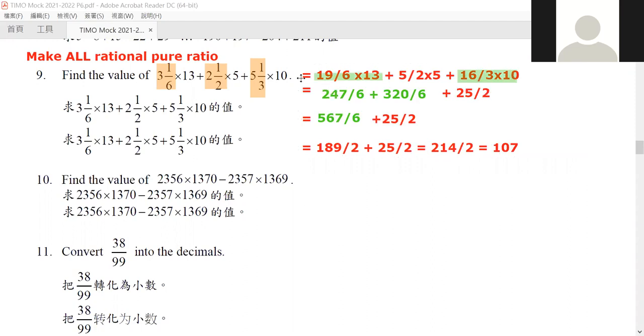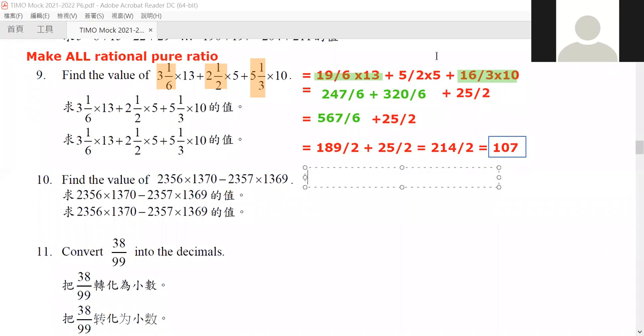Okay, so this is one way of doing this. Now, of course, this is not the only way of doing this. Another way of doing this is to use the distributive law to reform this answer. Now, what do you mean by that?